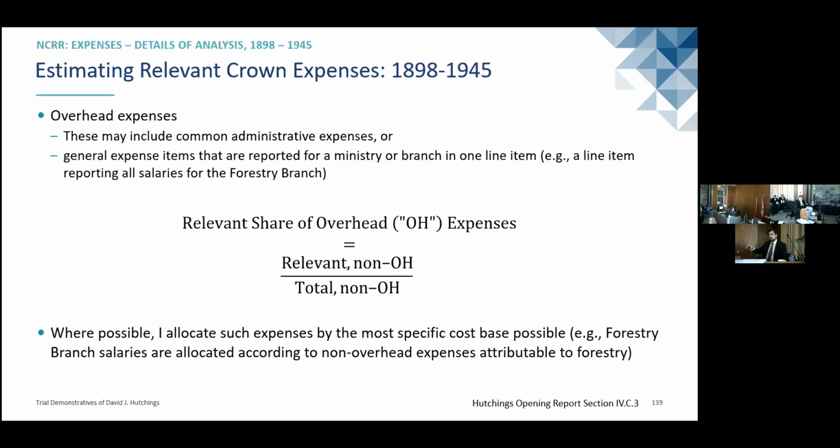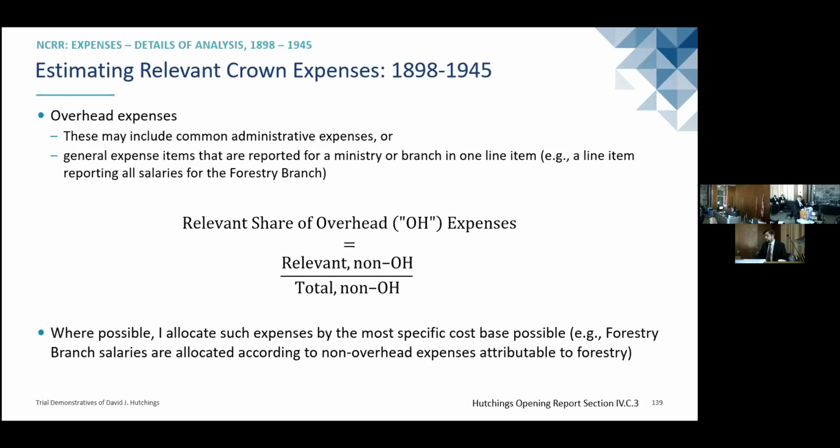So let me give you an example. Suppose we had $100,000 in department head office costs, and we had $1 million in forestry related expenses and $500,000 in parks related expenses. We all agree forestry is relevant, parks is not. So of that non-overhead, there'd be 1.5 million. You say 1 million is relevant, 1 million divided by 1,500,000 is 2/3. So I then take 2/3 of the overhead expenses from the head office.